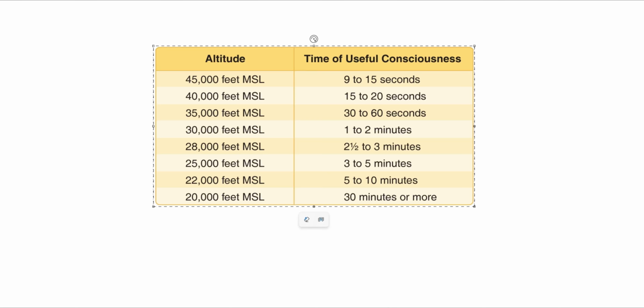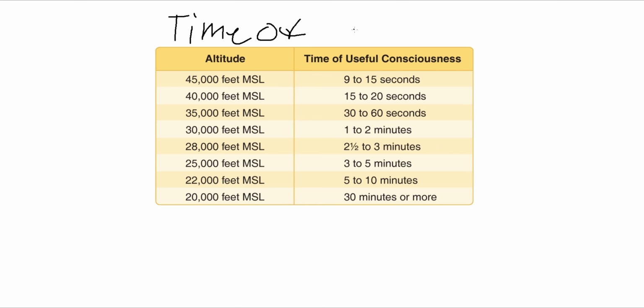Now, the FAA has actually given us a very useful and interesting chart, and this is the time of useful consciousness chart. Now, we can see at 20,000 feet MSL, we can be conscious for 30 minutes or more. But as we go up in altitude, like 22,000 feet MSL, it drops practically by 2/3. And as we keep going up, it drops by half. And this is why airline pilots are trained to quickly don a quick donning oxygen mask, because they have less than up to 15 seconds sometimes to react to a quick decompression.